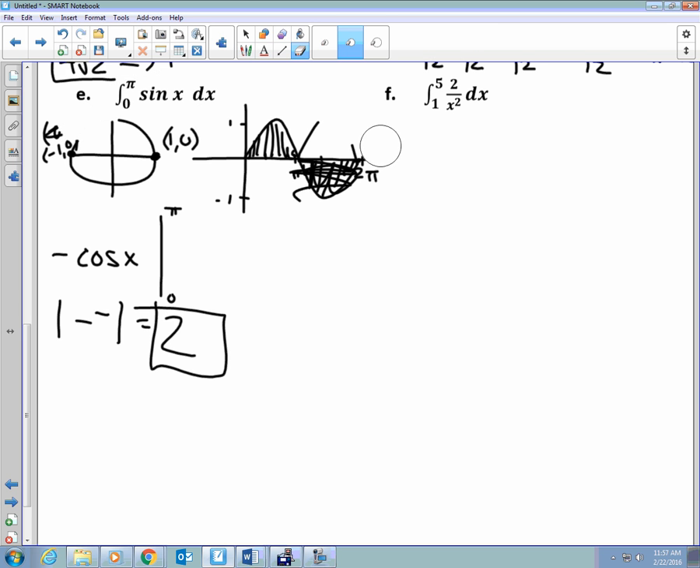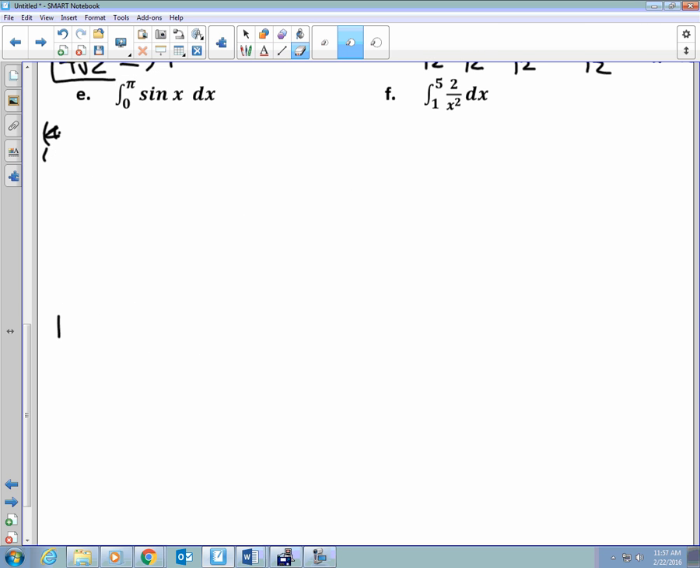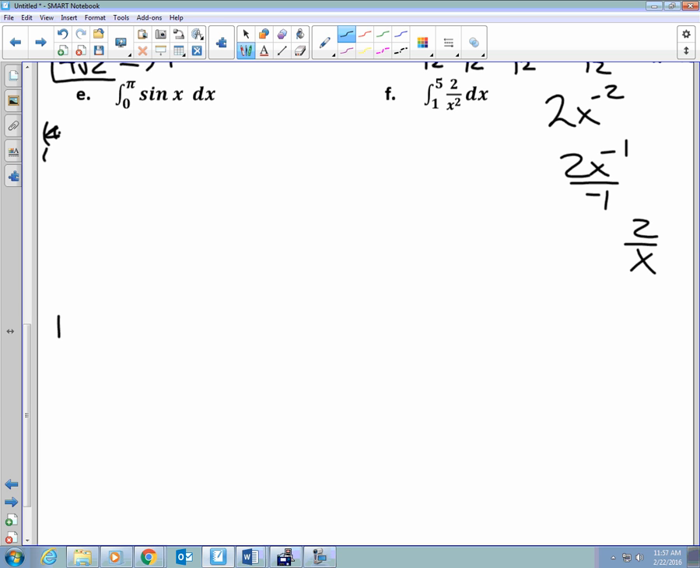So anyway, okay. All right, last one, F. All right, what's the antiderivative? I got 2x to the negative 2. It'd be 2x to the negative 1 divided by negative 1, or 2 over x, right? Sometimes you just got to make a space to do some scratch work for your antiderivative. So you got 2 over x evaluated at 1 and 5. Look at 5, we got 2/5. Minus.